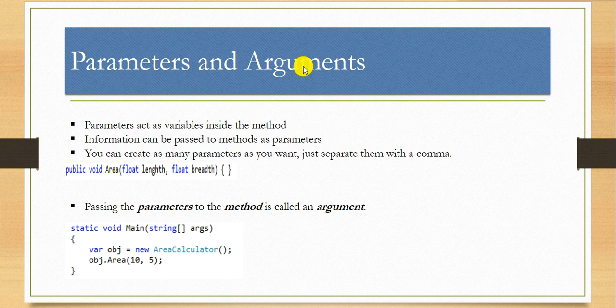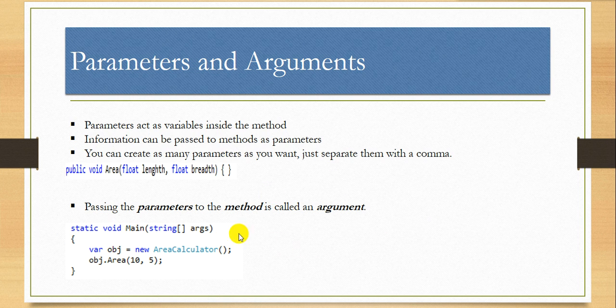Now next I'm going to start talking about parameters and arguments. Basically parameters act as variables inside the method. So here these are the 2 parameters, float length and float breadth. Information can be passed to methods as parameters. Passing the parameters to the method is called an argument.